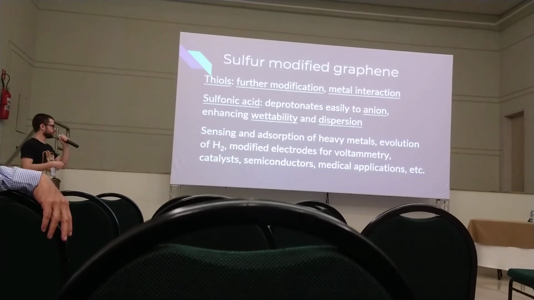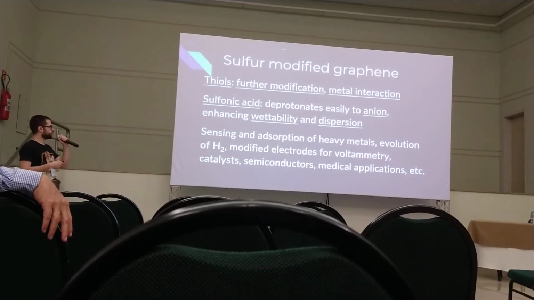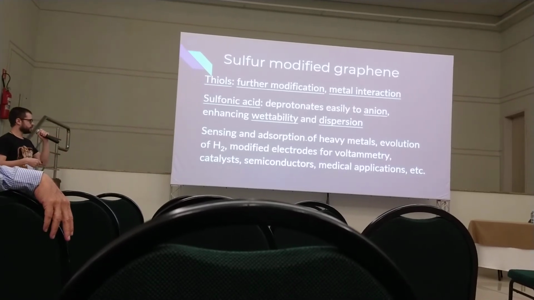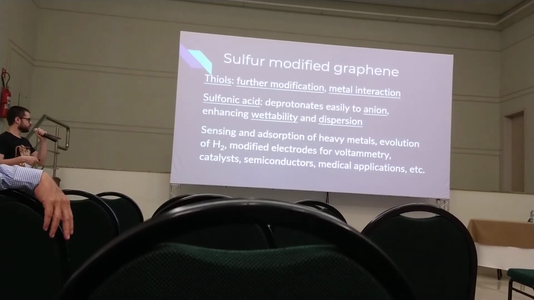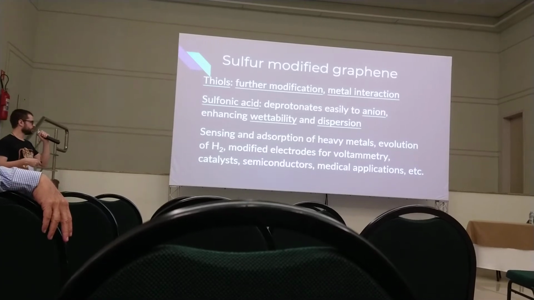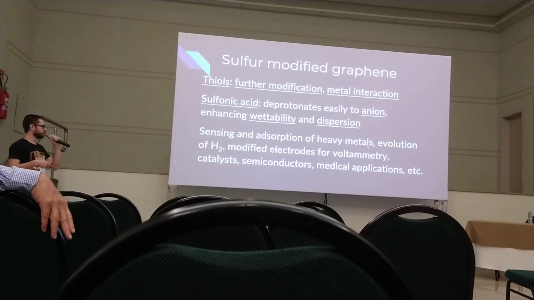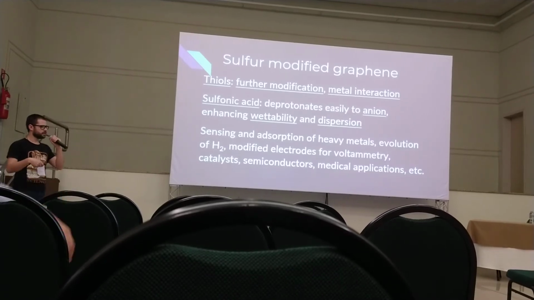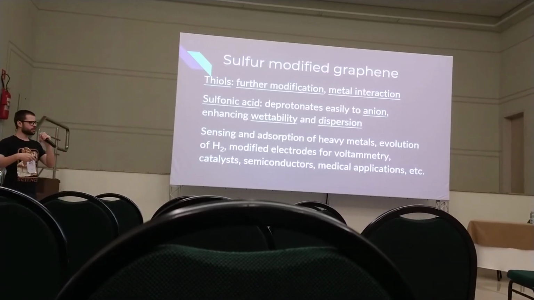Some of the applications of sulfur-modified graphene are sensing and absorption of heavy metals, evolution of hydrogen and oxygen, modified electrodes for voltammetry, catalysts, semiconductors, medical applications. There are many.